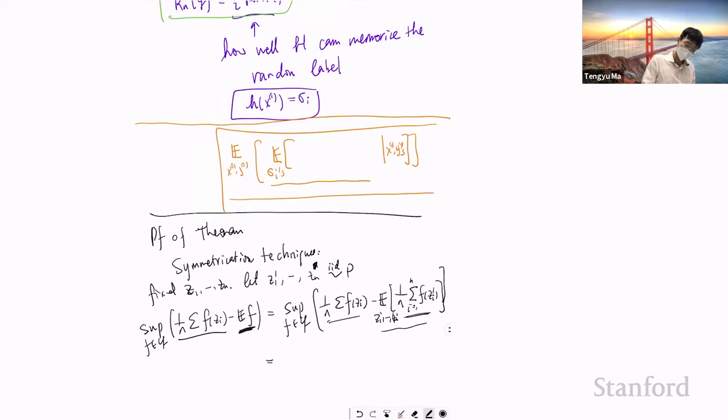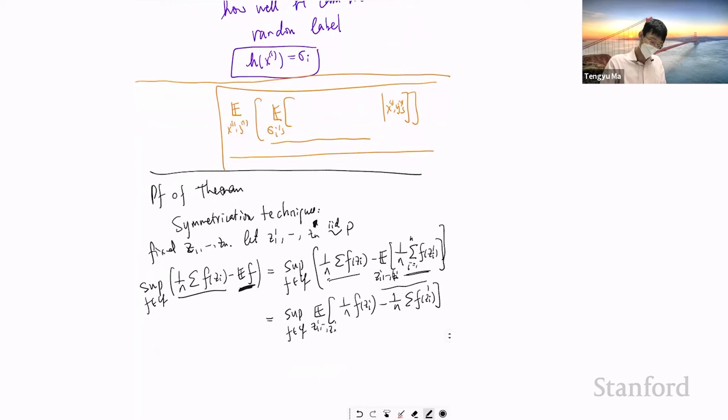What you can do is put the expectation in front of both terms, which is not really doing anything, because for now z_i is constant and z_i prime is random. So in some sense, you are just putting a constant inside the expectation. And now you can switch the expectation with the sup.